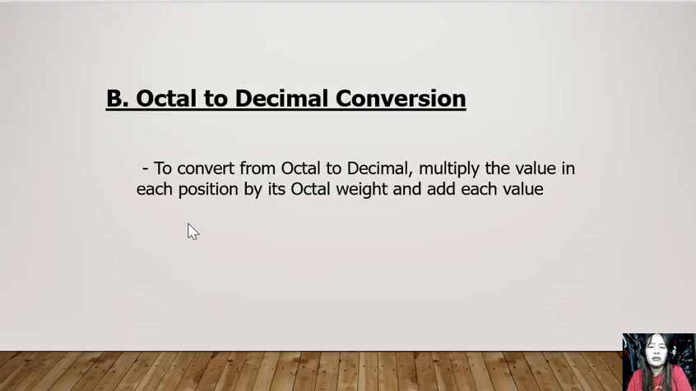Okay, let's move on to the next conversion, which is octal to decimal. So to convert from octal to decimal, you multiply the value in its position by its octal weight, and then you add each value. So if you remember in the previous example, we multiplied by 2 because we were trying to convert binary to decimal. So binary has a base of 2. Now this time, octal has a base of 8.